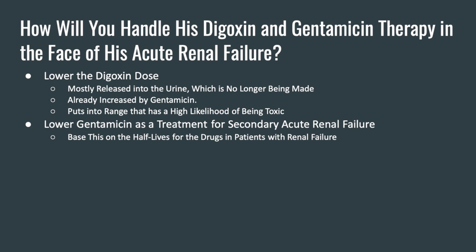How will you handle his digoxin and gentamicin therapy in the face of his acute renal failure? Well, we need to lower the digoxin dose because it is mostly released into the urine, which is no longer being made. And it is being increased by the gentamicin already. This puts them into a range that has a high likelihood of entering the toxic range. Also, the dose of gentamicin should be lowered as treatment for his secondary acute renal failure. This is based on the half-lives of the drugs in patients diagnosed with renal failure.